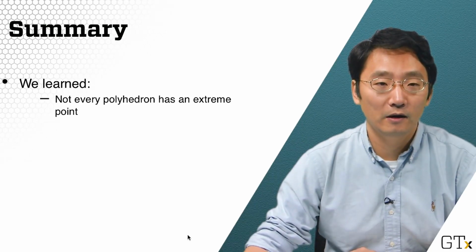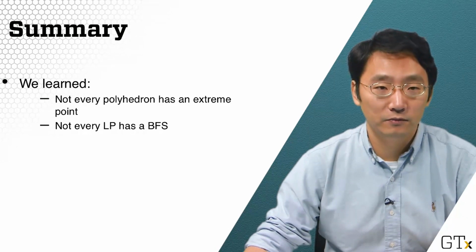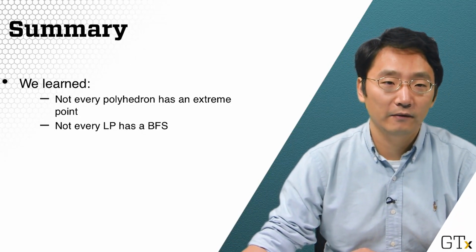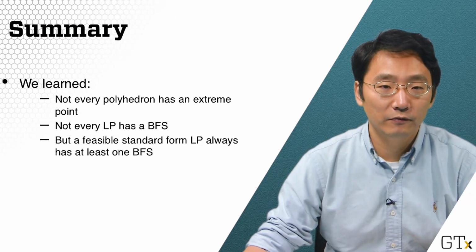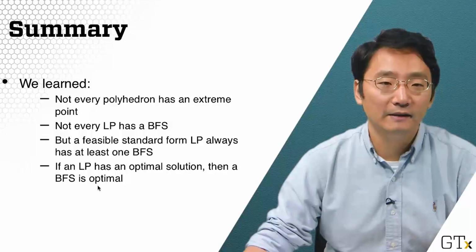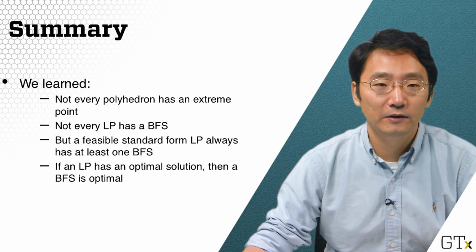Okay, let's summarize. We learned that not every polyhedron has an extreme point, and not every LP has a basic feasible solution. And we exactly gave the condition for when a polyhedron does have an extreme point. But a feasible standard form LP always has at least one basic feasible solution. And if an LP has a finite optimal solution, then one of the basic feasible solutions is optimal. All right, that is this part on the algebraic aspect of linear programming.